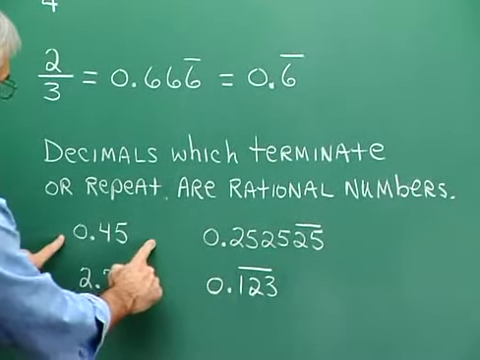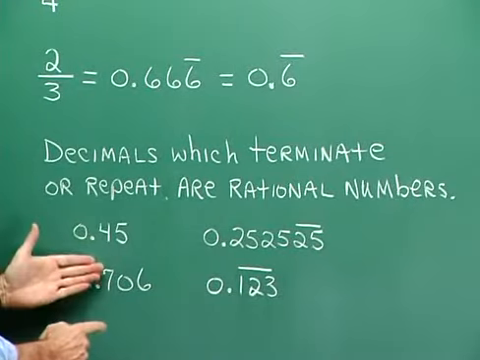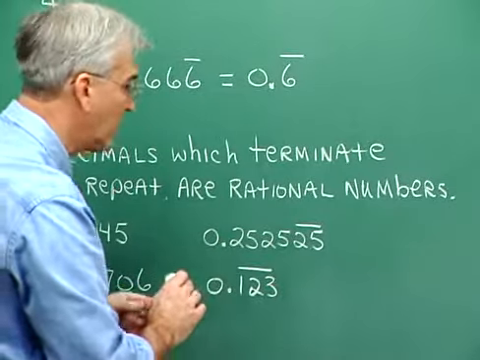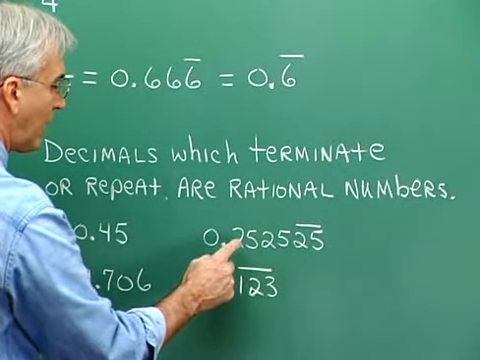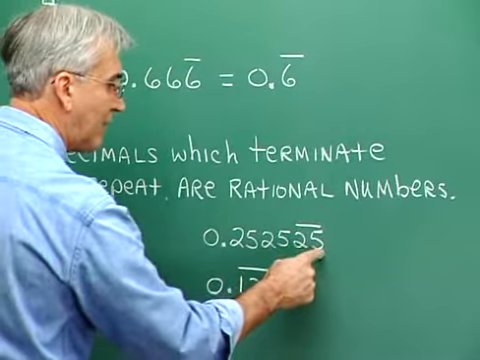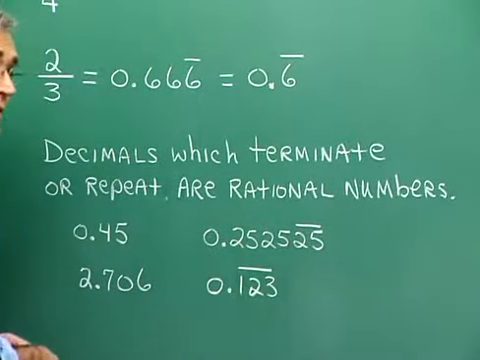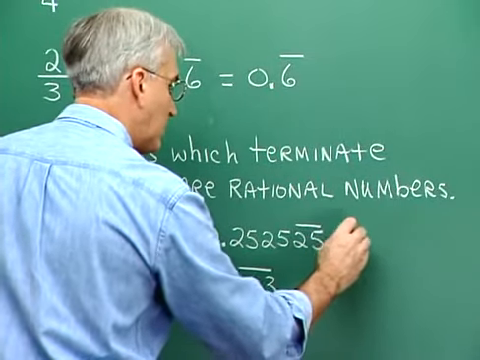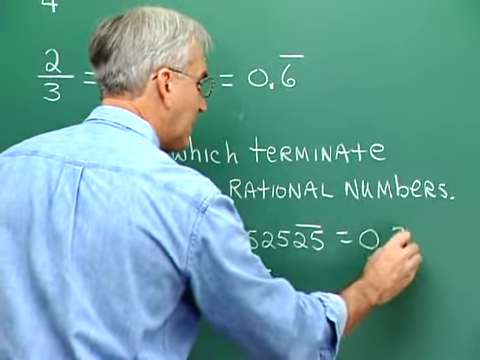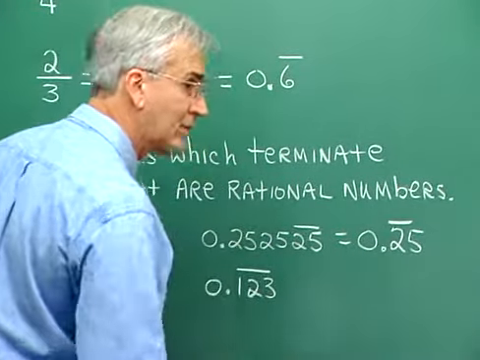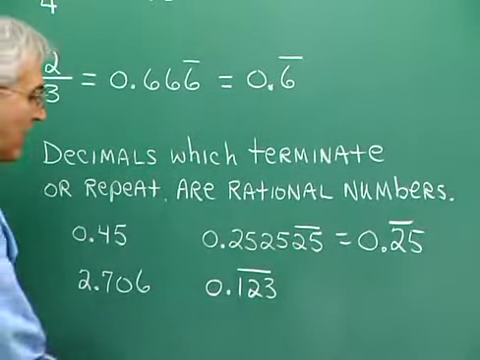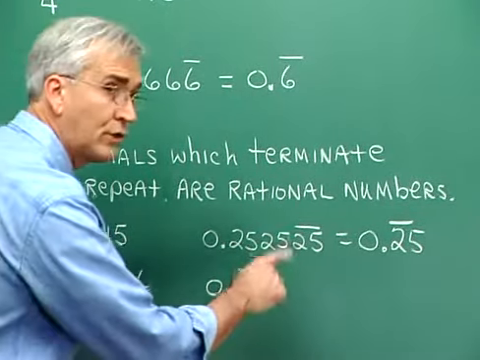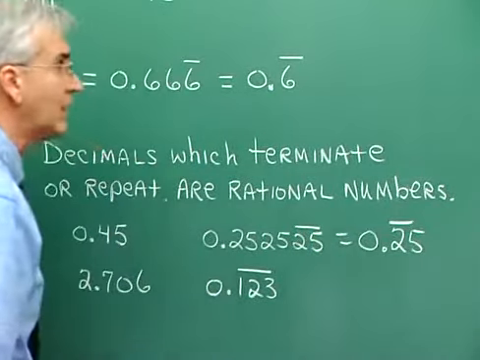Now, 45/100 and 2.706, these are terminating decimals. They're rational numbers. Now, here is an example of another rational number, and notice that we have to the right of the decimal point 252525 and the little bar over the 25. And that just means that 25 repeats. Now, a simpler way to write this one would be just like this. I didn't have to write all of those 25s, but these mean the same thing. Here we have 3 digits that are repeating, and this just means that this is 0.123123123 forever. All right, so that's the idea.